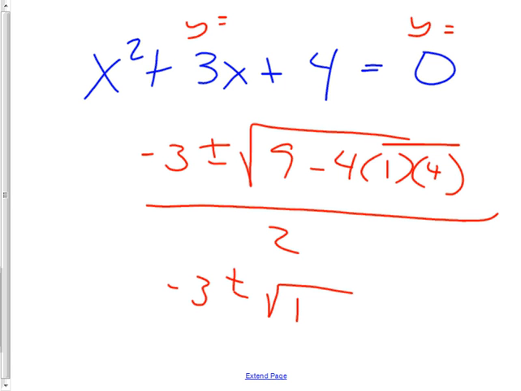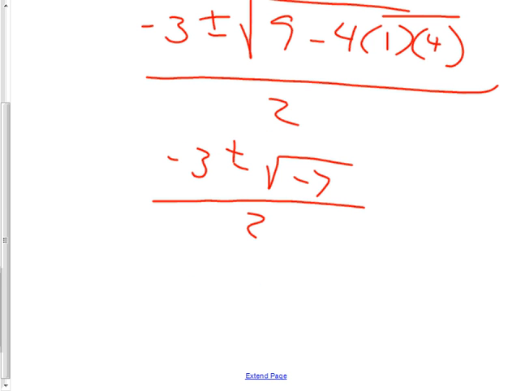16. 9, it's not 8. It's 4 times 4 is 16. 9 minus 16 is negative 7, all over 2. You see what happened right there? See there's a negative underneath the root?